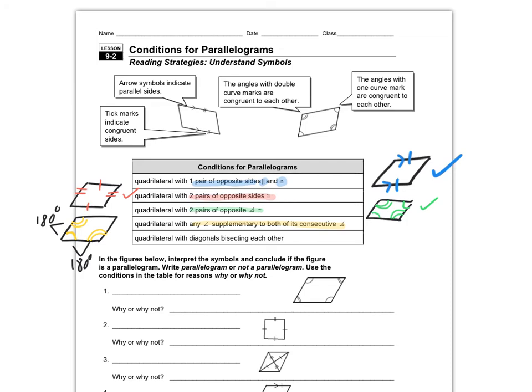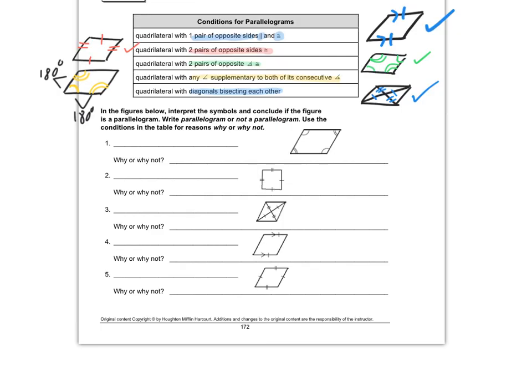And there's one more condition here. It says a quadrilateral that has diagonals that bisect each other is a parallelogram. And this is also one of the properties we discussed. So the left half of the diagonal is equal to the right half for both of the diagonals. The diagonals cut each other in half. If that happens, your quadrilateral is a parallelogram. So there's 5 conditions right there. And here's 5 examples that we want to look at.